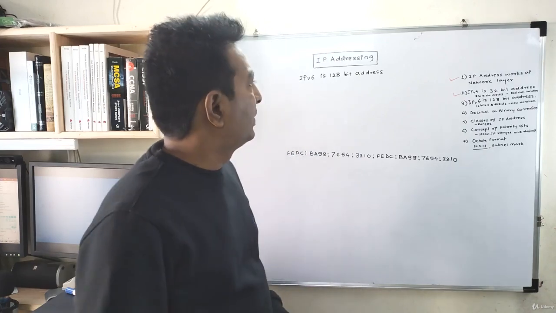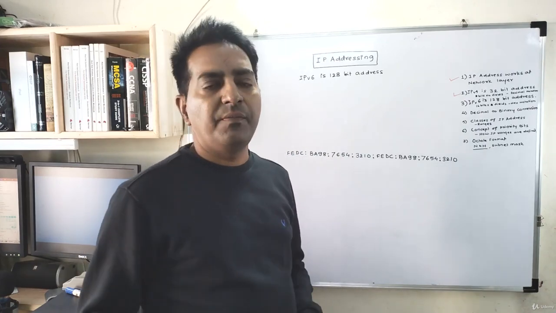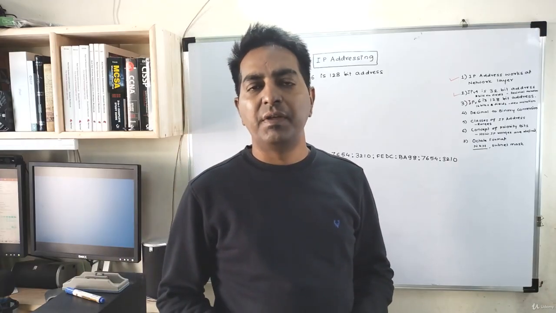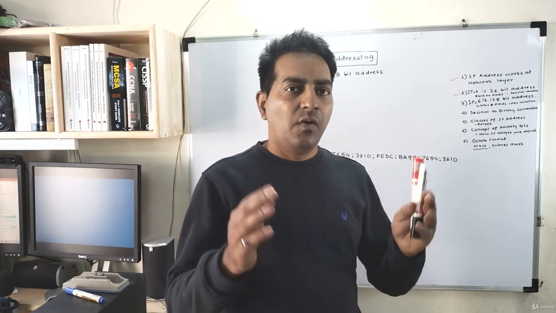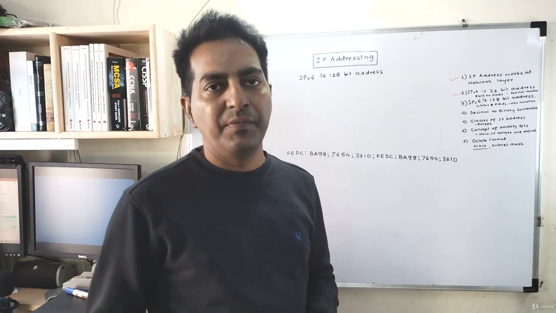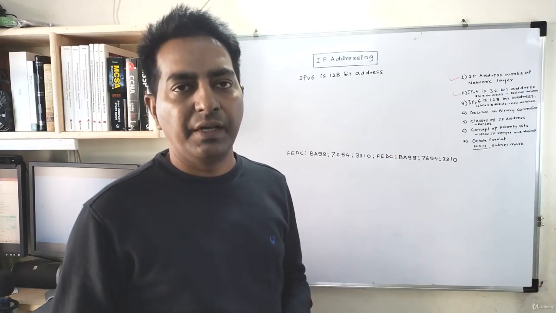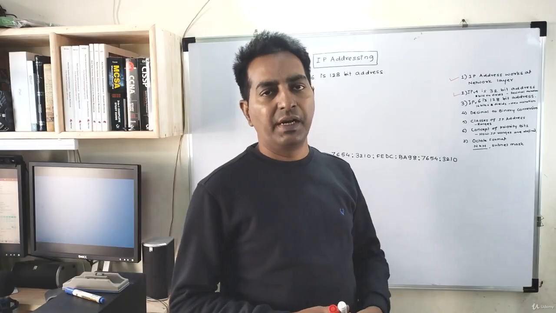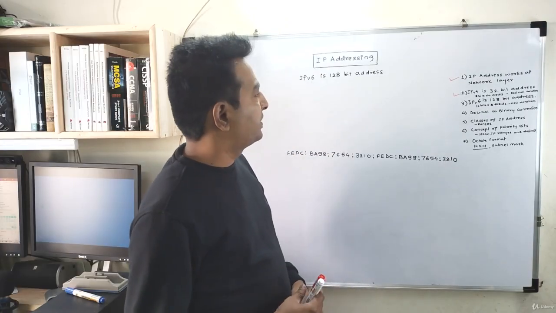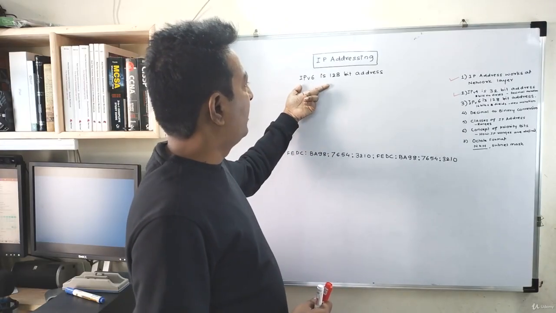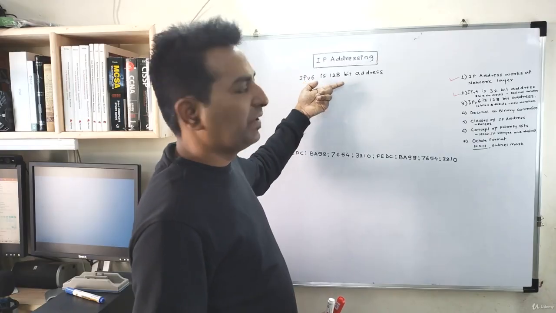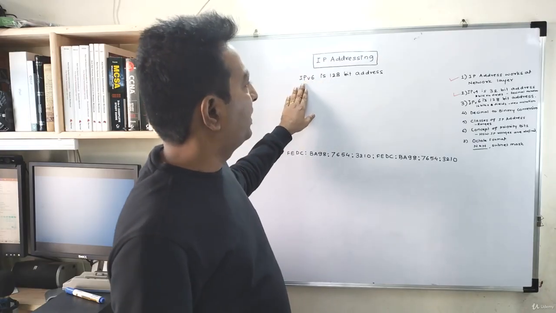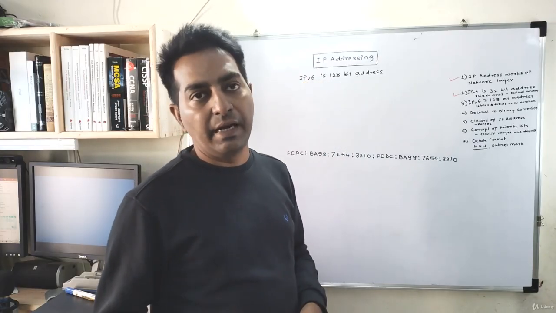This is Dhananjay. So in the last session, we understood what an IPv4 address is and how many bits are used to create an IP address. Last time we saw that IPv4 is a 32-bit address. Now in this particular session, let us talk about IPv6. So friends, IPv6 is a 128-bit address.